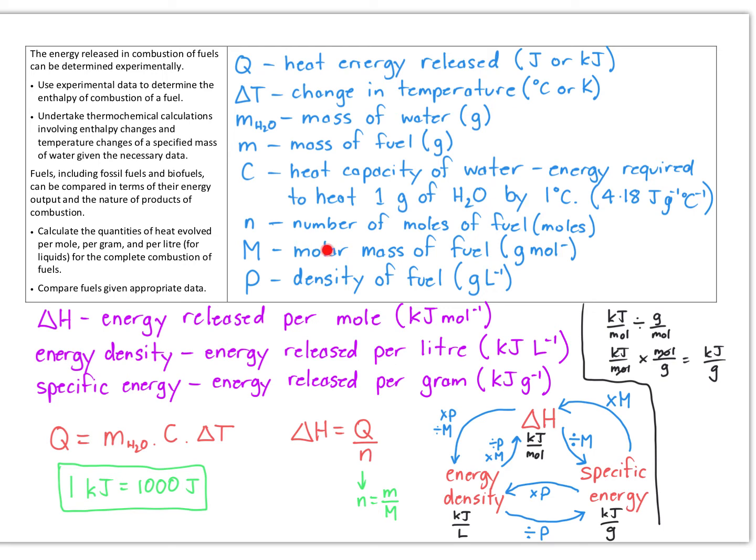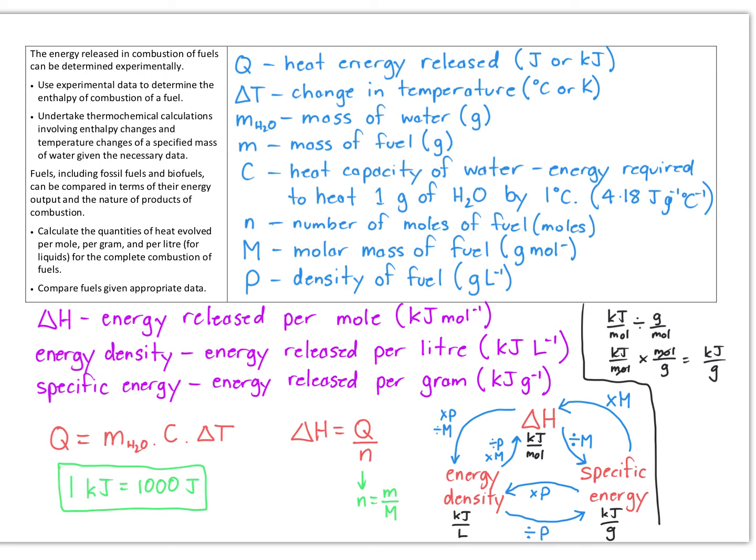n is the number of moles of fuel. M is the molar mass of the fuel. Obviously, we can work out the number of moles of the fuel by going mass divided by molar mass. And this, rho, I think it's a Greek letter, but it looks a bit like a funny p, is the density of the fuel in grams per litre. I'll show why you need to know that shortly.